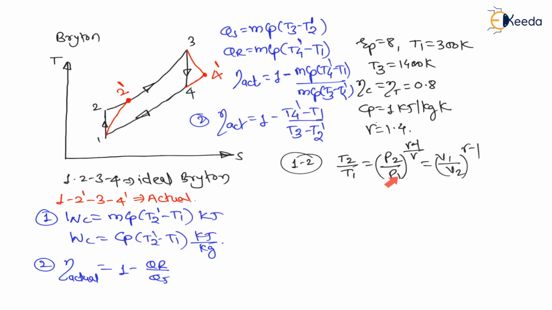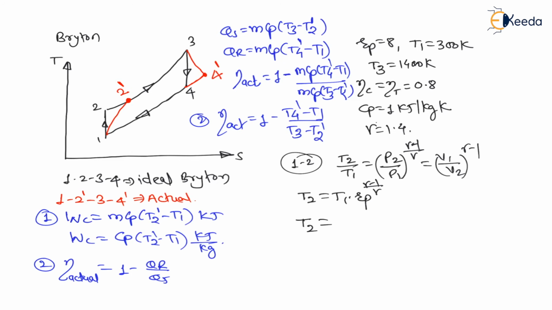Now, here P2 divided by P1 is nothing but the maximum pressure in the cycle. P2 and P3 are the maximum pressures, P2 is equal to P3, constant pressure process, and P4 and P1 are the minimum pressures, that is P4 is equal to P1. Right, this P2 divided by P1 is called pressure ratio. Therefore, from this we will get T2 is equal to T1 into Rp raised to (gamma minus 1) upon gamma. Let us put the values.